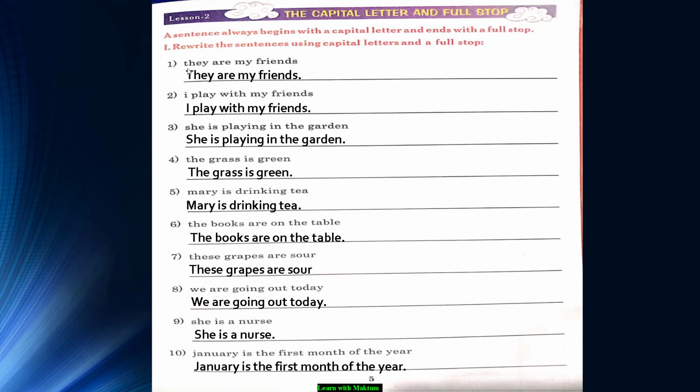First one is: they are my friends. I play with my friends. She is playing in the garden. The grass is green. Mary is drinking tea. The books are on the table. These grapes are sour. We are going out today. She is a nurse. January is the first month of the year.